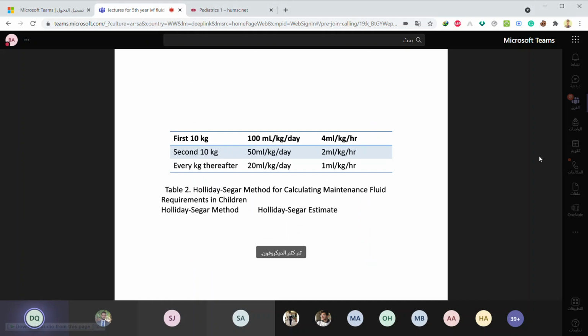So it's the same, but in this table they use another way to express it. The first 10 kilogram, 100 ml per kg per day, or you can use it in hours, which is 4 ml per kg per hour. I will not ask you about this. I will ask only about per day. The second 10, 50 per kg per day. Every kilogram thereafter, 20 ml per kg per day.